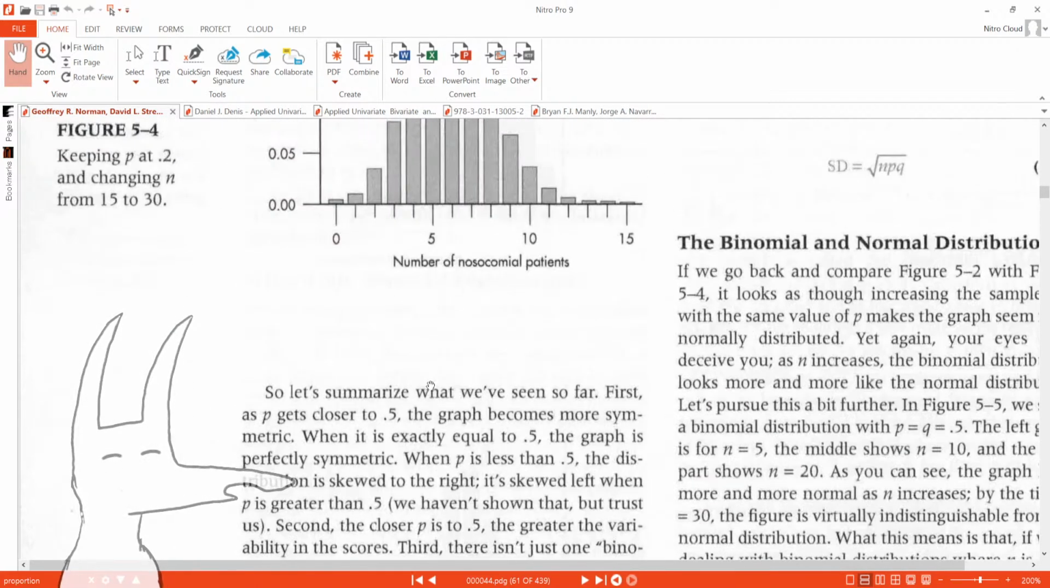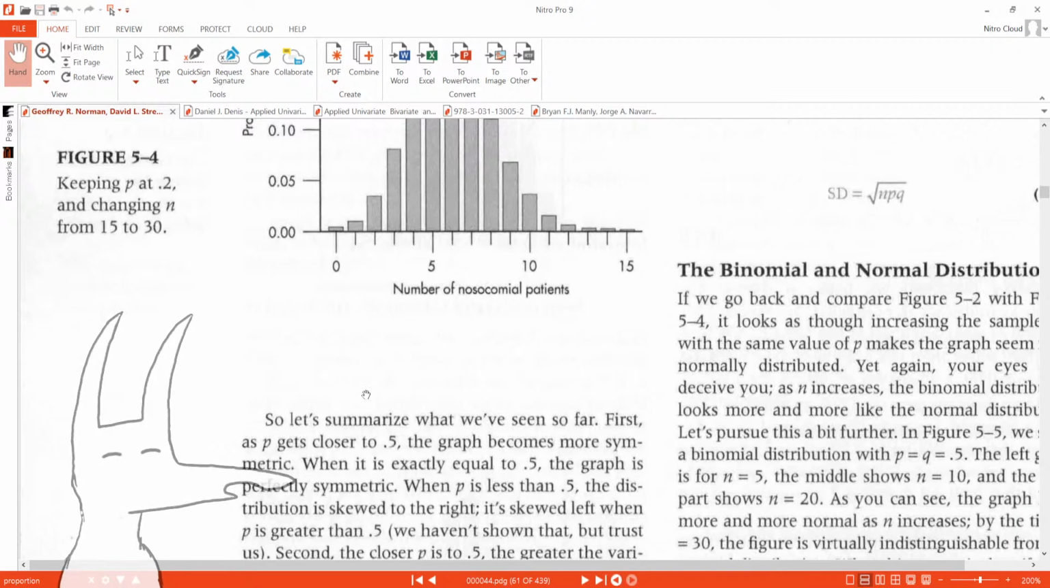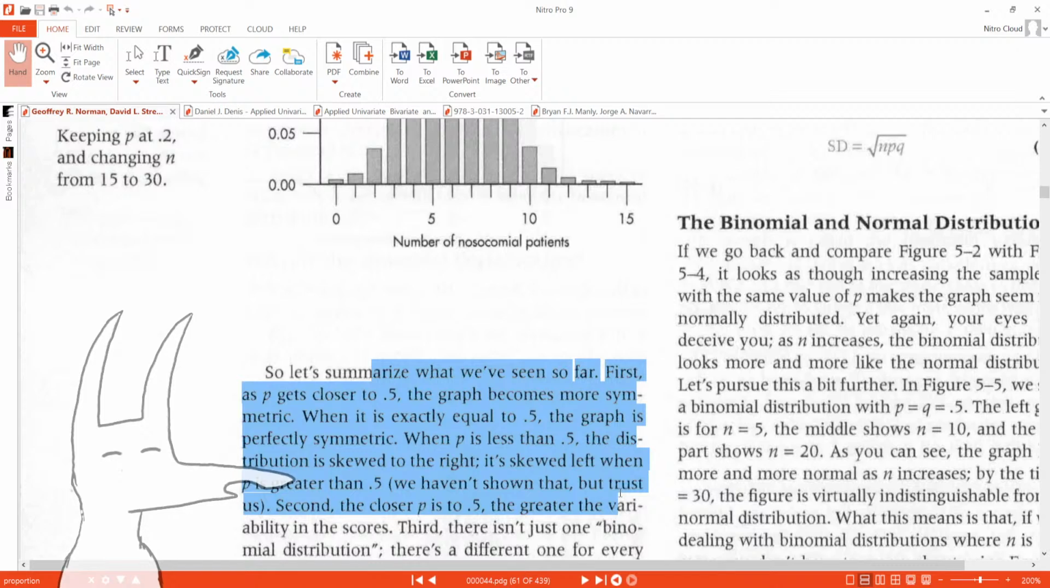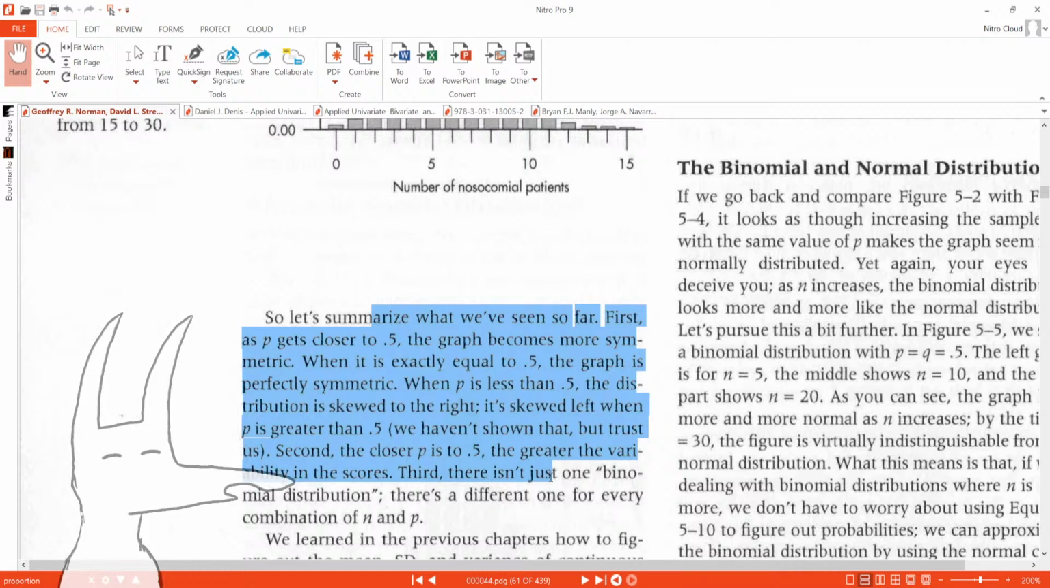So let's summarize what we've seen so far. First, as p gets closer to 0.5, the graph becomes more symmetric. When it is exactly equal to 0.5, the graph is perfectly symmetric. When p is less than 0.5, the distribution is skewed to the right. It's skewed to the left when p is greater than 0.5. We haven't shown that, but trust us. Second, the closer p is to 0.5, the greater the variability in the scores.